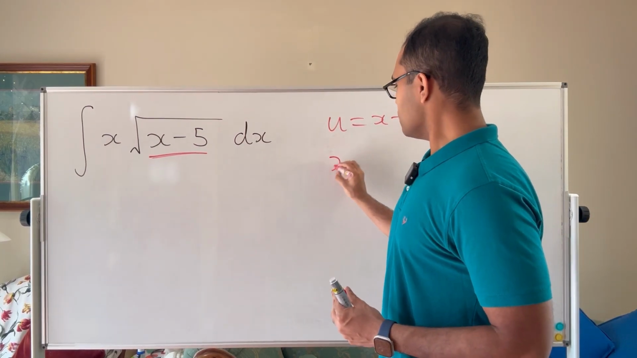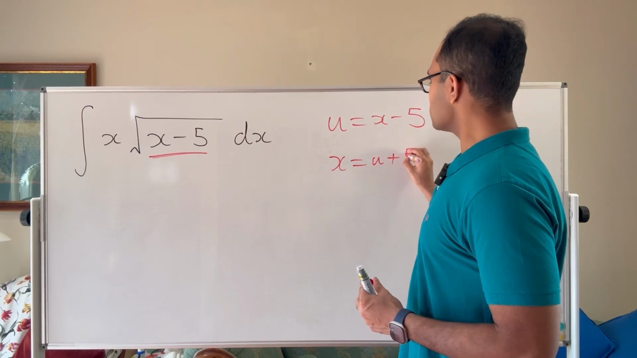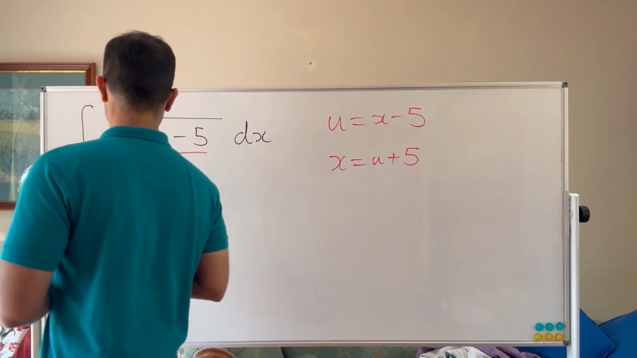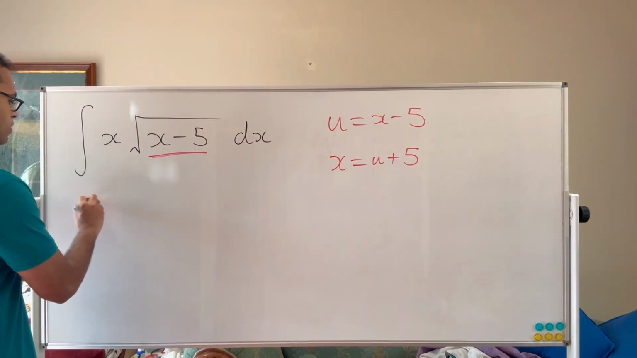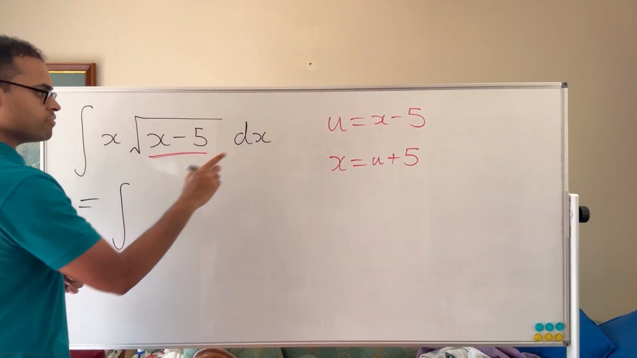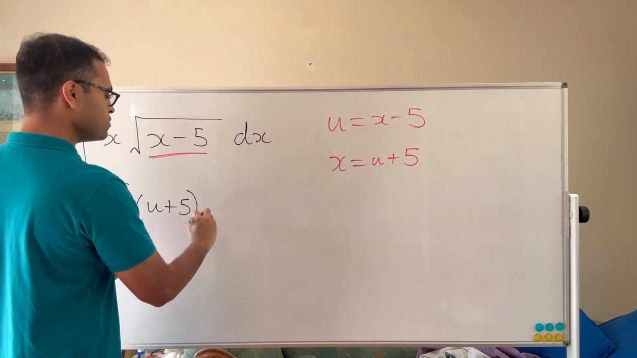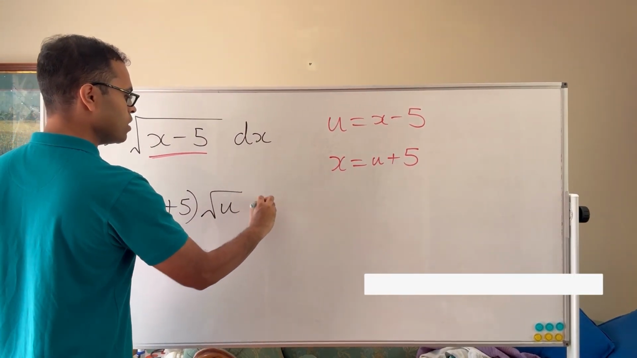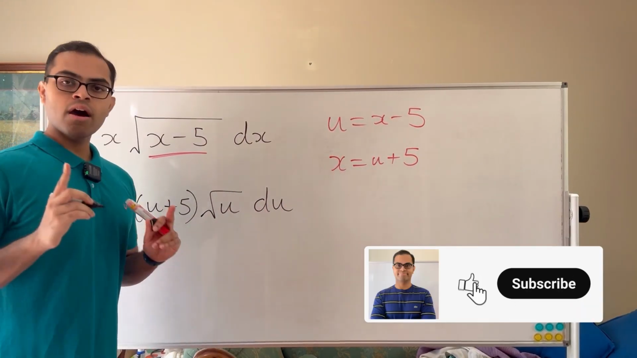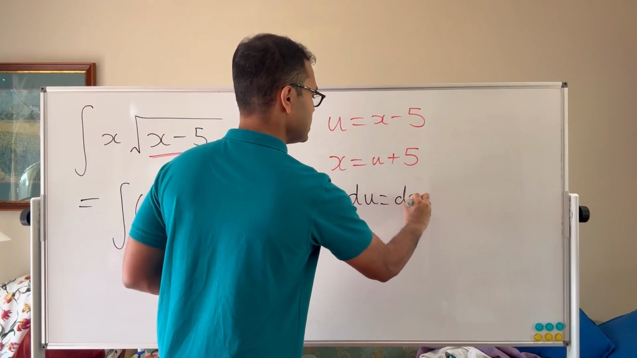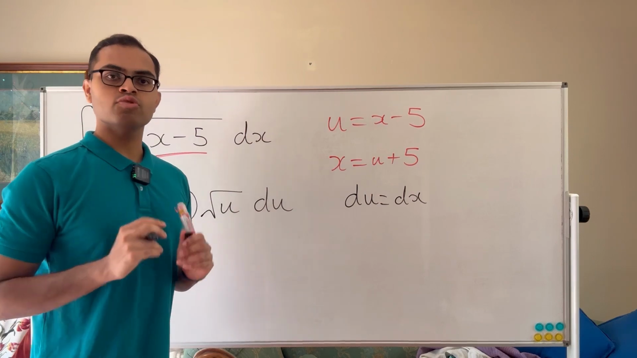And there is a subtle important lesson in this. By doing this substitution, I'm going to write it down, we're going to see it, and I'm going to then reflect on it. We then get the integral of the x is u plus 5, and the x minus 5 is a u, so we get square root u du. Now, it's du because if u is x minus 5, du is going to equal dx. The derivative of x minus 5 is just 1.